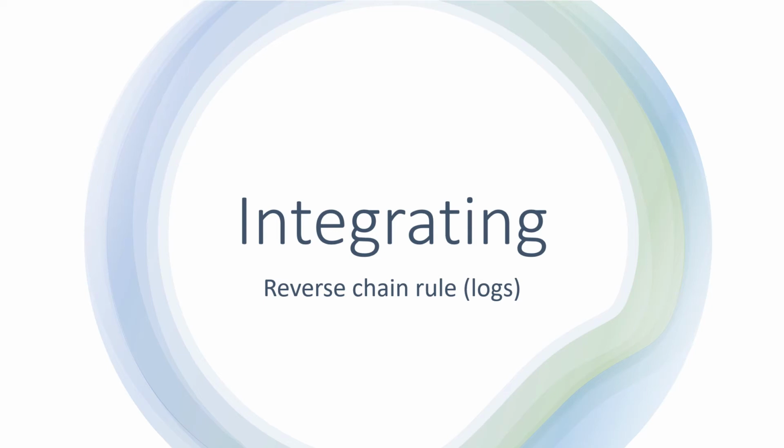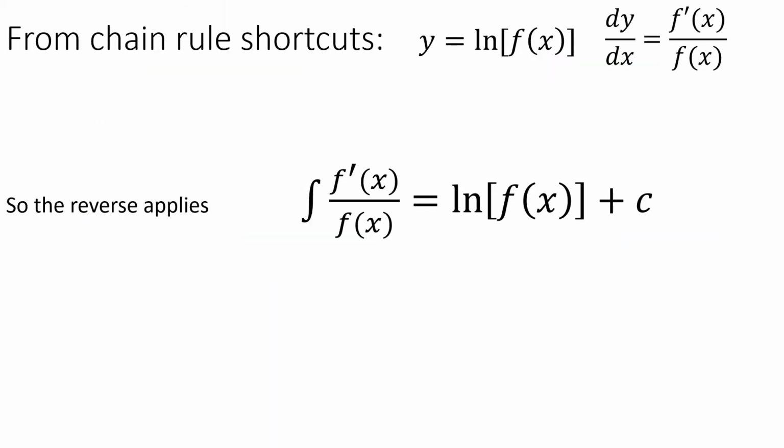So we're going to look at a specialized use of the reverse chain rule, which allows us to get integrals which are equal to logs. Exciting, let's go. So as I've noted before, integration and differentiation are just opposites of each other. If you know that something differentiates to y, then you know y will integrate back to what you started with. And we're going to apply that here to this shortcut that we had for the chain rule.